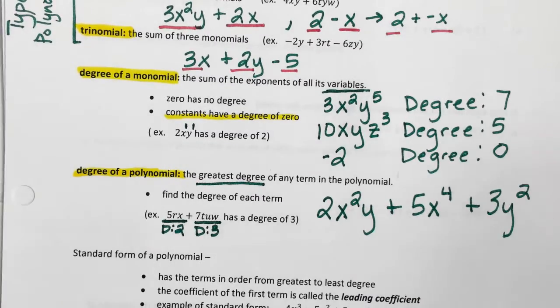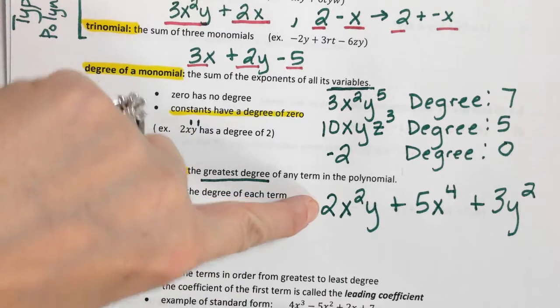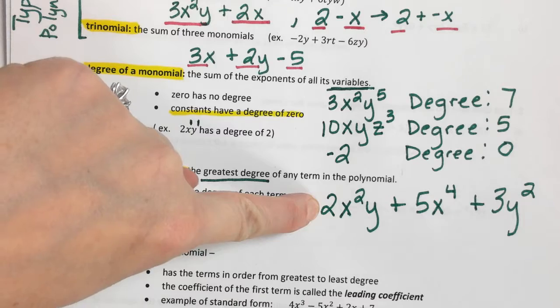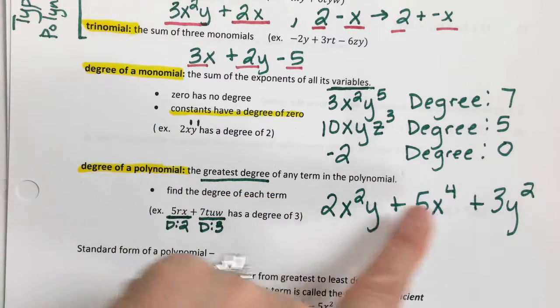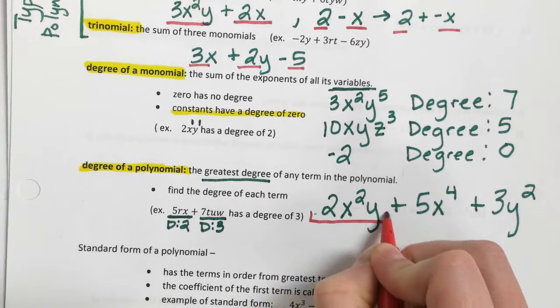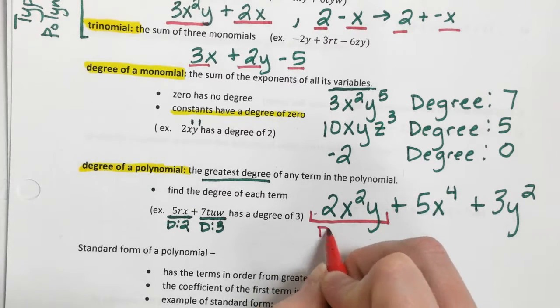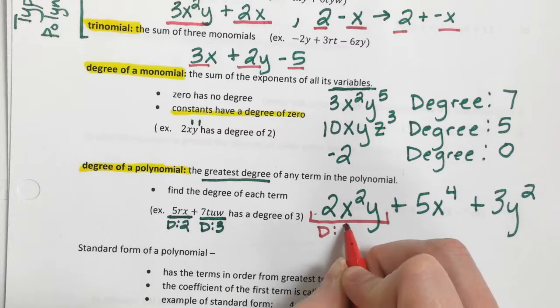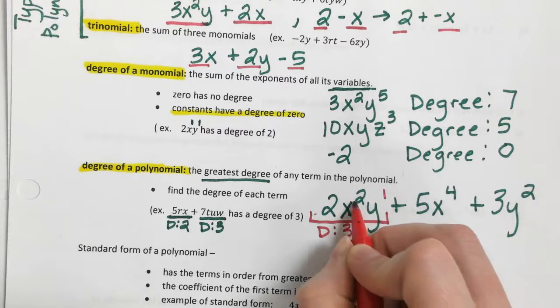Okay, so what you want to do is look at each part individually. First, what is this? A monomial, binomial, or trinomial? Trinomial. I need to break it apart and look at all 3 parts. So, first I have 2x squared y. What is the degree? 3. Because I add 2 plus 1 to get 3.